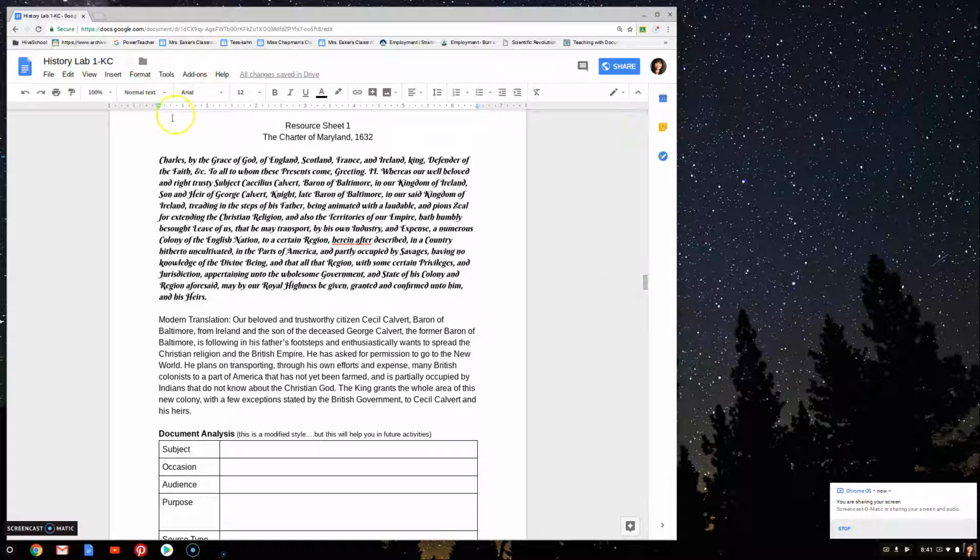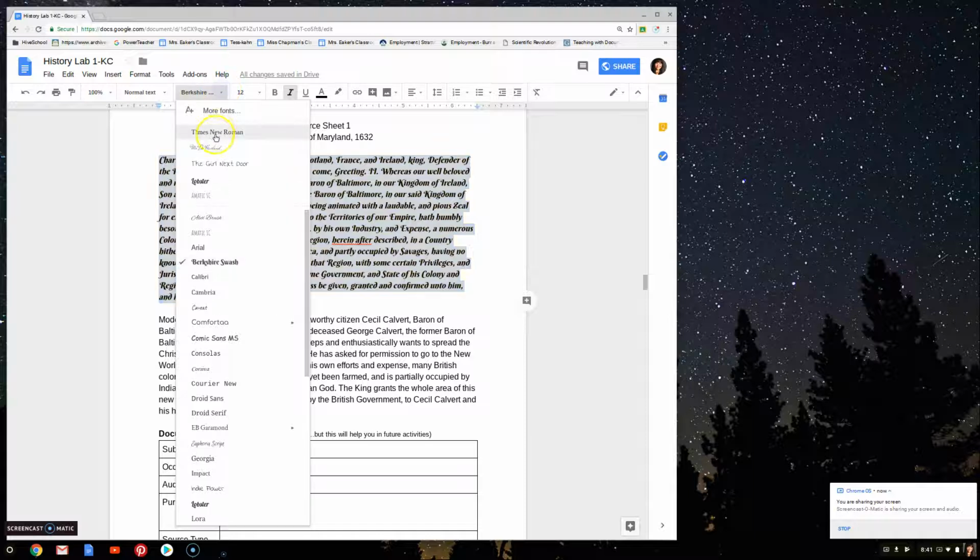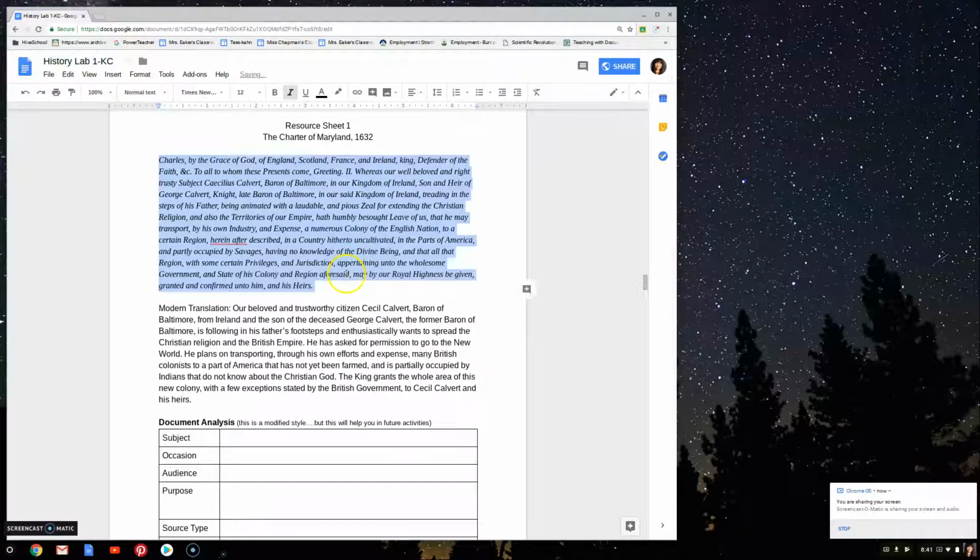So this is the Charter of Maryland, and we know from looking at the vocabulary list above that a charter is a legal document that explains what the goals and expectations are. Okay, it's a legal document. The original language of the Charter of Maryland is in this fun, fancy writing here. If you want to, you are welcome to change the font style so you can read it better. But the gist of it is going to be the same, okay?